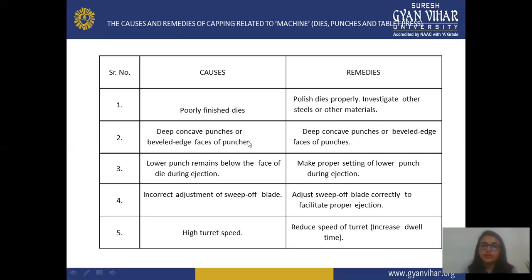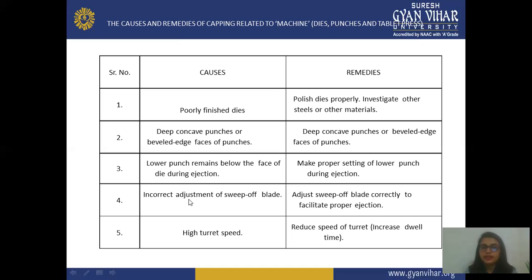And second is deep concave punches or bevelled edge faces of the punches. In this condition, we use deep concave punches or bevelled edge faces of the punches. And third is lower punch dropping below the face of the die during ejection. If you don't set that particular die and punches properly, and due to this improper setting of the die and punch, there may be chances that ejection also varies, and ejection of the tablet is not proper. To overcome this problem, the remedy is to make a proper setting of the lower punch during ejection.